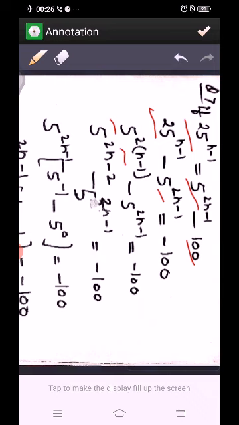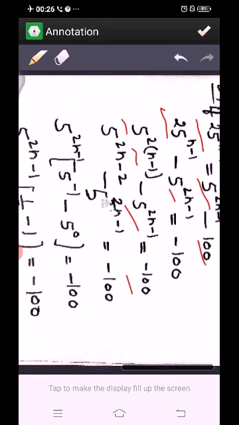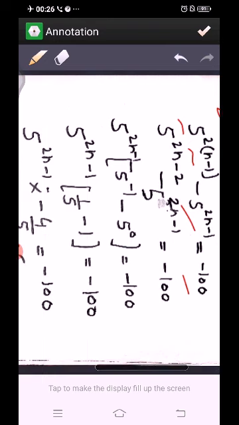Minus 5 power 2n minus 1. It is the same as it is. This portion remains the same. Now we have to work on the LHS a lot. You see, 5 power 2 into n, 2n and 2, 1 are 2, minus 2. Minus 5 power 2n minus 1 equal to minus 100.